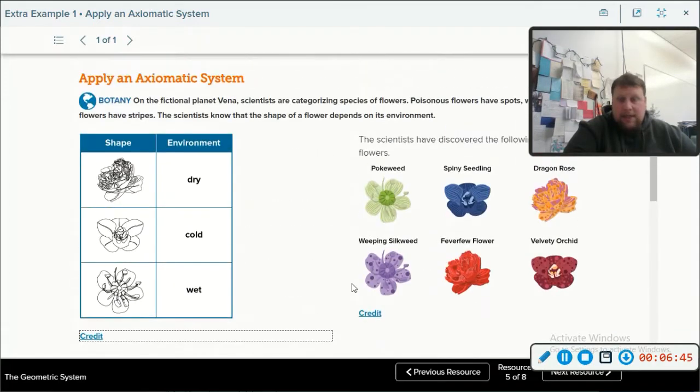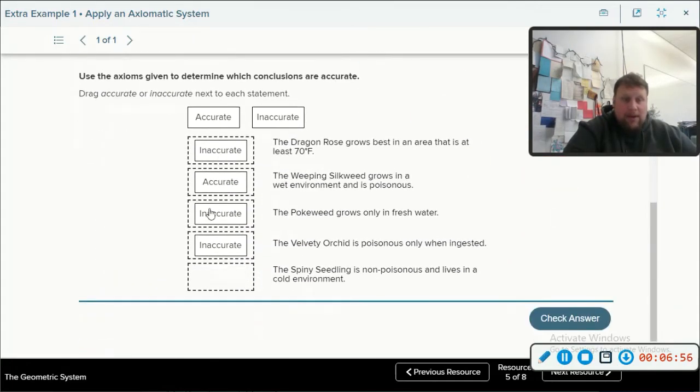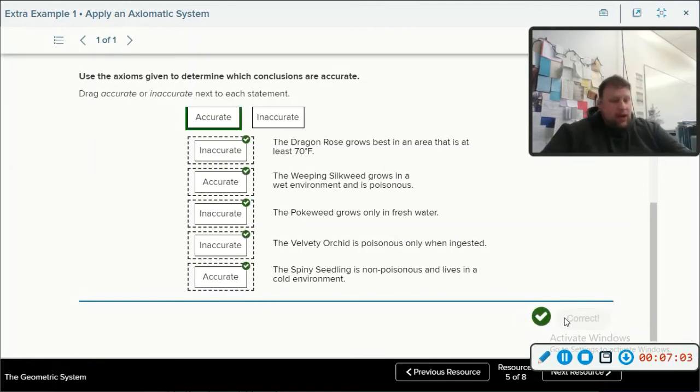And then the spiny seedling is non-poisonous and lives in a cold environment. Let's see, spiny seedling. Where's that? Spiny seedling. It is non-poisonous because it's striped, and it looks like this, which is a cold environment. That would be accurate. Let's check our answers. Boom. So make sure you write those down on your guided notes.